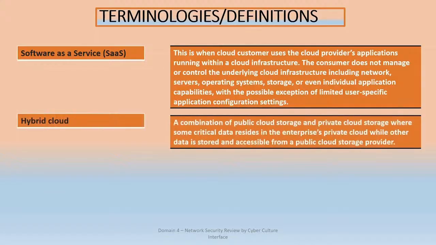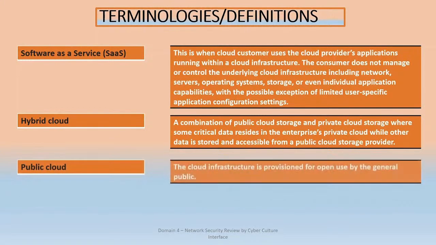Then we have hybrid cloud. Like I mentioned, it is a combination of public storage and private storage, where some critical data will reside on the public and then some resides on the private. This is common with organizations who want to do a backup. Sometimes they have a copy of their cloud within the organization completely under their control, and then they have some other data on the public cloud for easy access for others. So a mixture of private and public is what makes up a hybrid cloud.